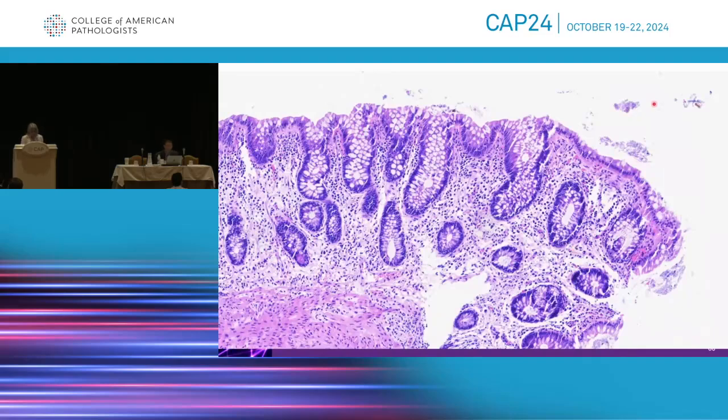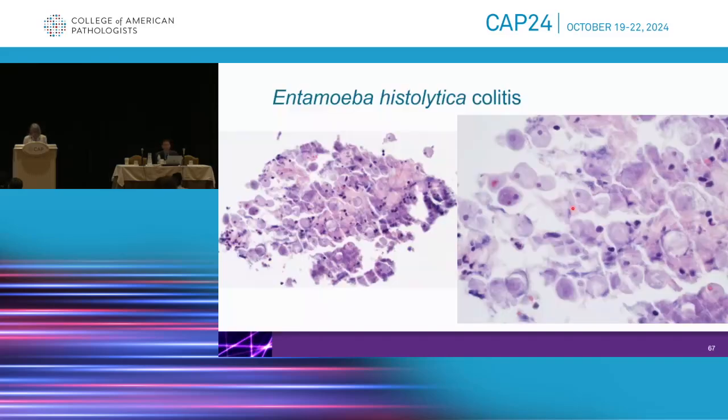And when you look, you notice that there's actually quite a bit of detached debris. You could even see it a little bit at low power, and it's associated with some of these foci that are more near normal as opposed to that eroded area. And when you start to look more closely at these, this is something that can be rather tricky, but is important, of course, for us to catch. This is an example of Entamoeba histolytica colitis.